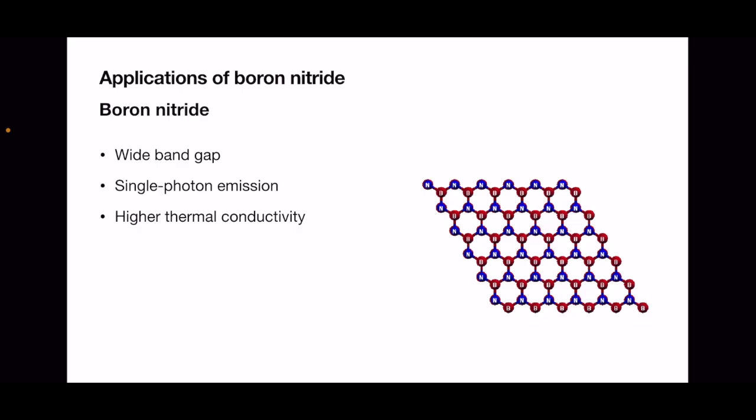Applications of boron nitride. Boron nitride is gaining interest in optoelectronics such as UV detectors, LEDs, and transparent membranes. This is due to its unique properties of having one of the widest band gaps among 2D materials. This allows it to absorb and emit light in the deep ultraviolet region. The defects within it can be engineered to produce single photons at room temperature, which opens possibilities for quantum photonic applications. Its high thermal conductivity is also good for dissipating heat in optoelectronic devices.